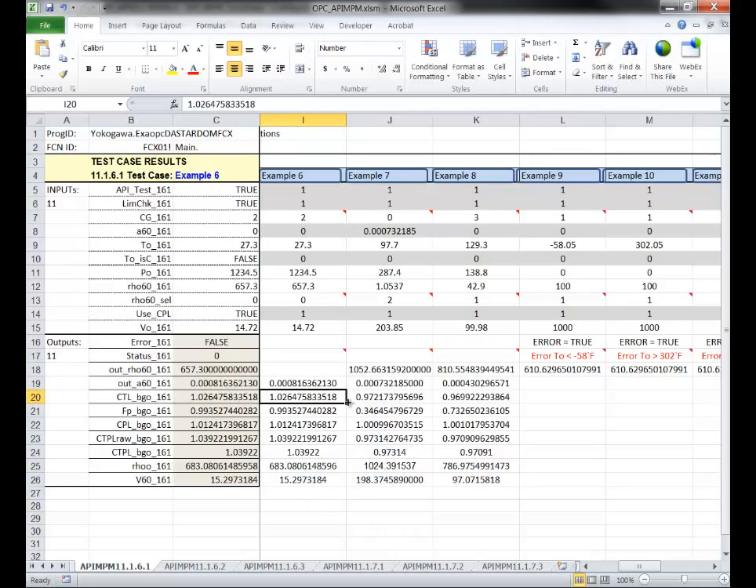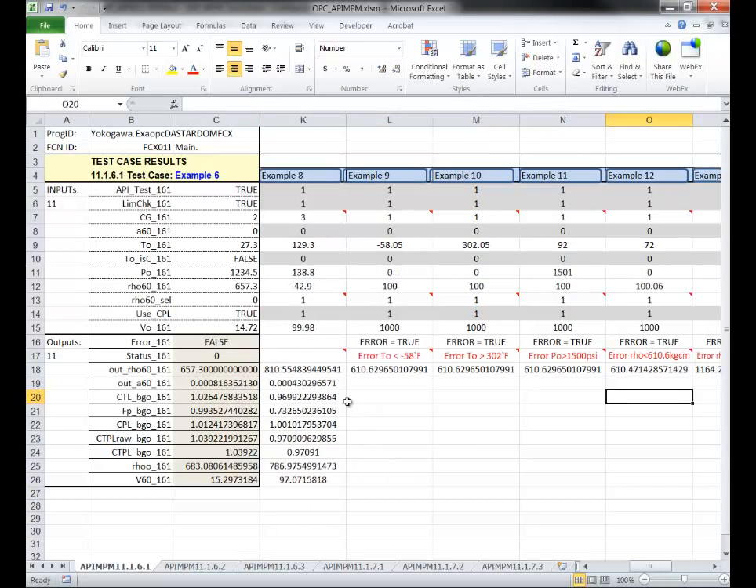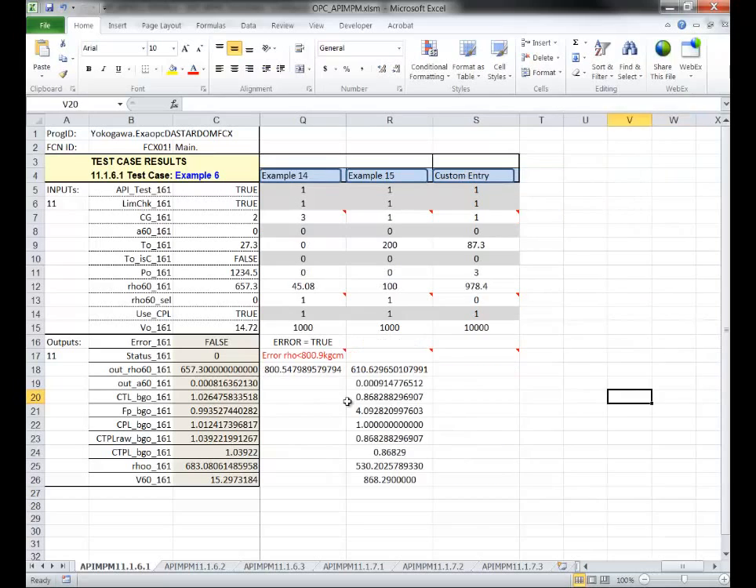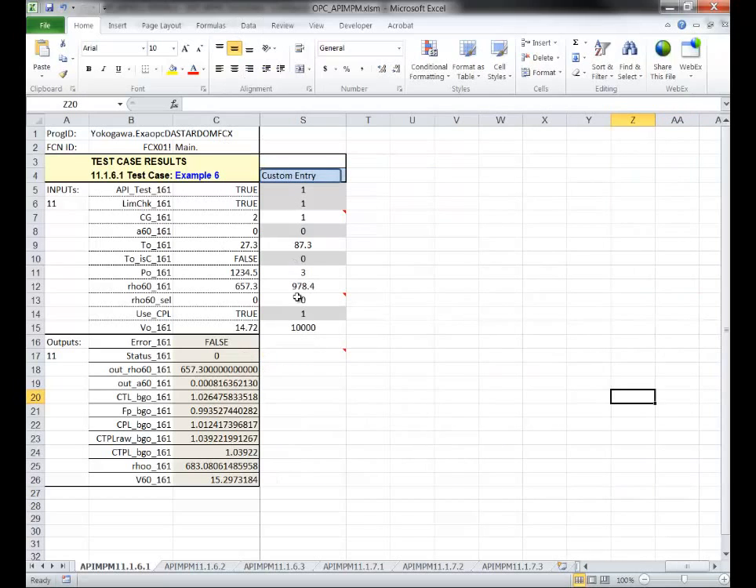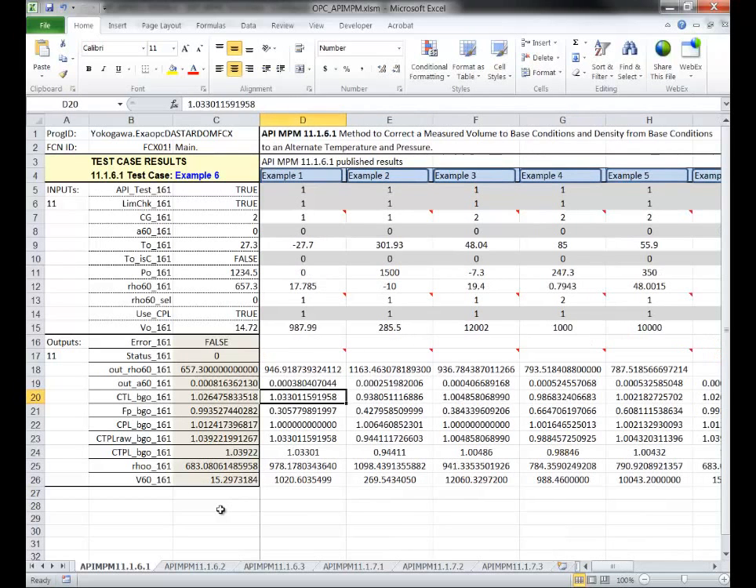If you were able to have a representative there with you, our Yokogawa rep could sit down with you and go through the samples, and if you had your own data you wanted to enter, you could do that at the end. I have this custom entry box here, so you could enter your own data and then compare these results against something you've already computed yourself. So that's the test cases for 11.1.6.1.